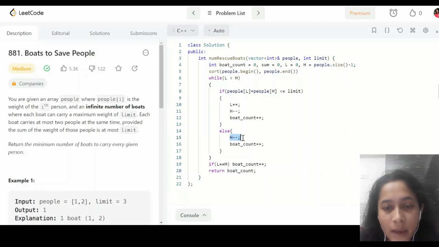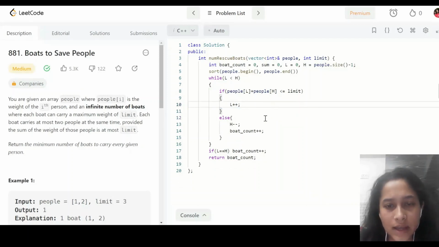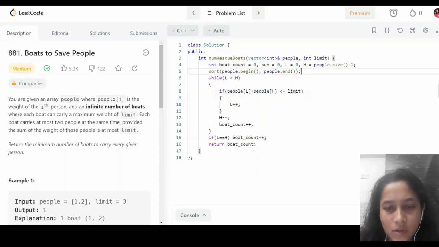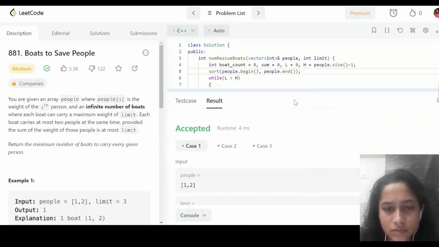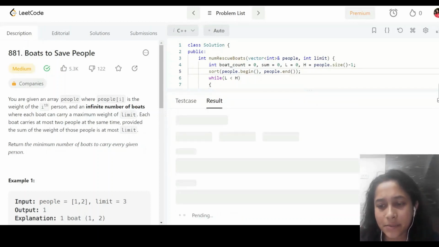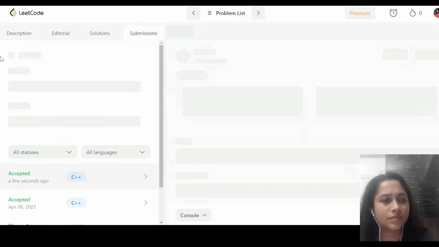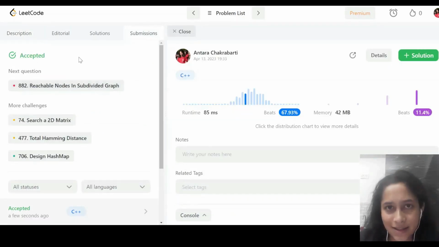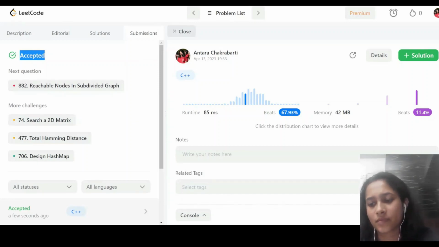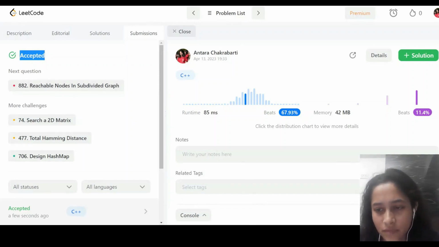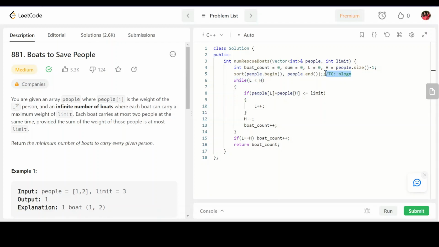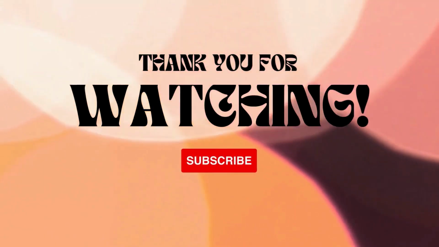Here we see that H minus minus and boat_count are both repeated in the if and else statements. So what we will do, we will remove these lines. Now let's run the code. Let's submit it. All the test cases have been passed. The time complexity of this problem is n log n.